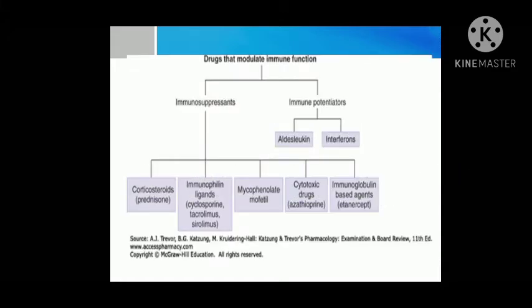So here, in the picture, you will see the graph of drugs that modulate immune function. We have the immunosuppressants and immune potentiators. Immune potentiators are divided into aldesleukin, interleukins, and interferons. In immunosuppressants, we have the corticosteroids, prednisone, immunophilin ligands, and cyclosporine, tacrolimus, or sirolimus. Third is mycophenolate mofetil. Fourth is cytotoxic drugs; we have azathioprine. Last is immunoglobulin-based agents.